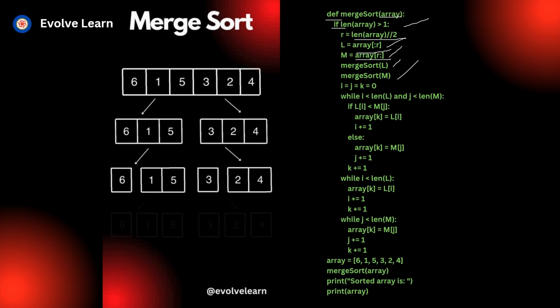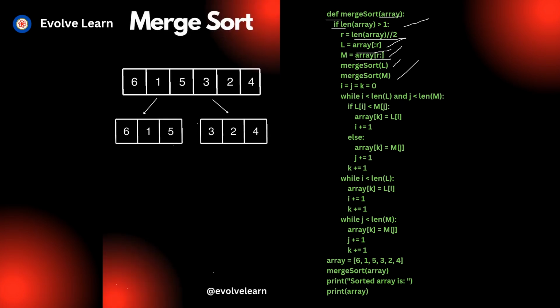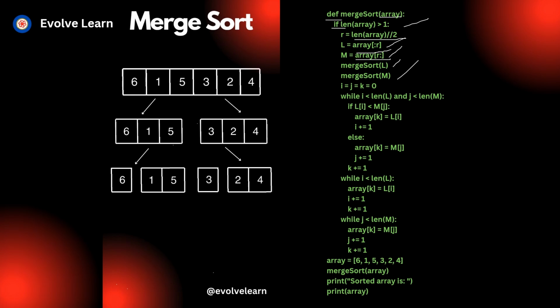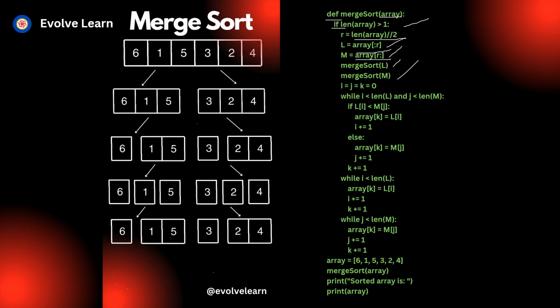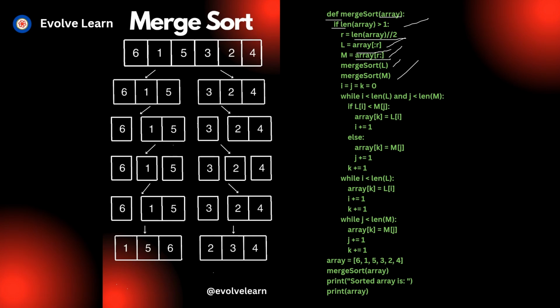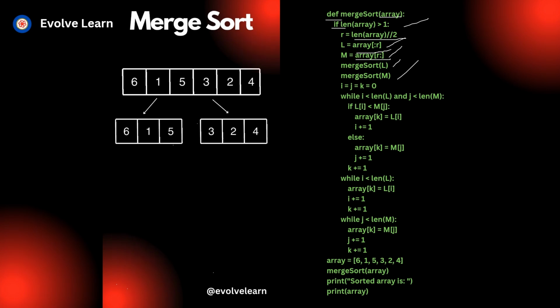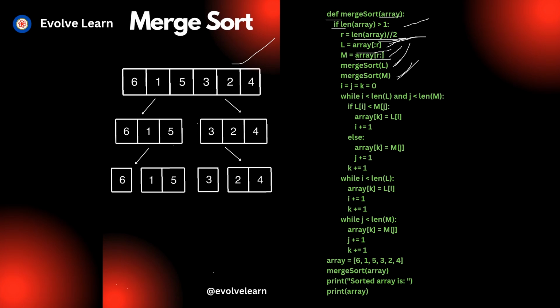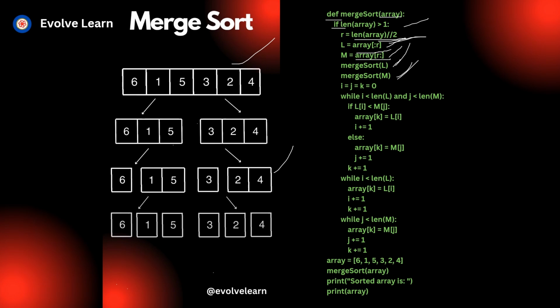Let's see that in the working video. As we can see in the video, first the array is split into two parts equally by using this division formula, and then we recursively call this function on the left side and right side. As we can see here, the array is again split into subarrays. We recursively call L and M until only one item is left in the array. Here we can see 6 is one item in this 1, 5, 3, 2, 4.